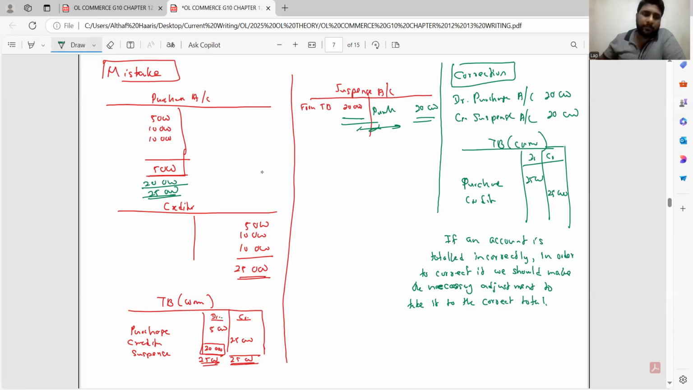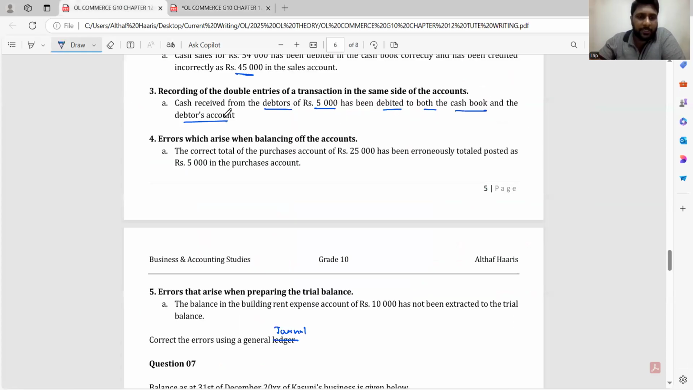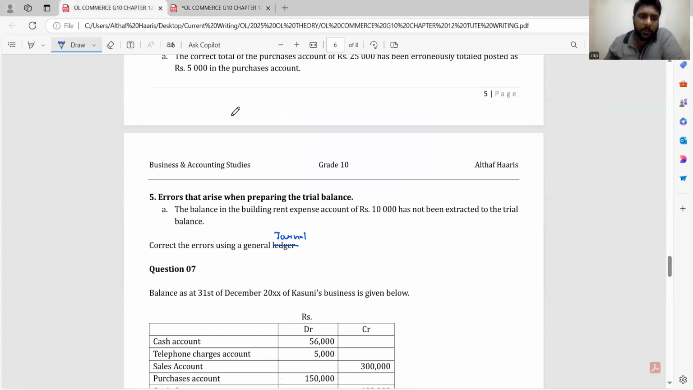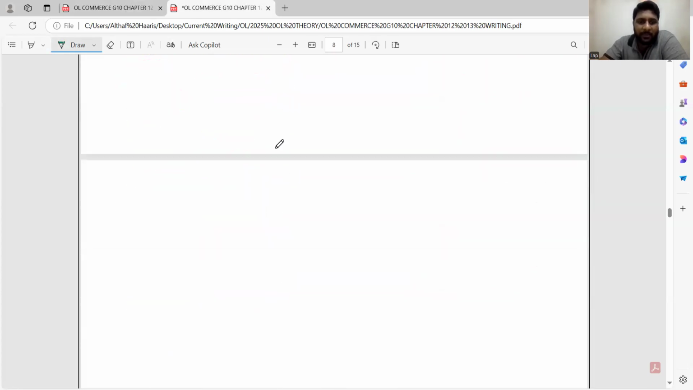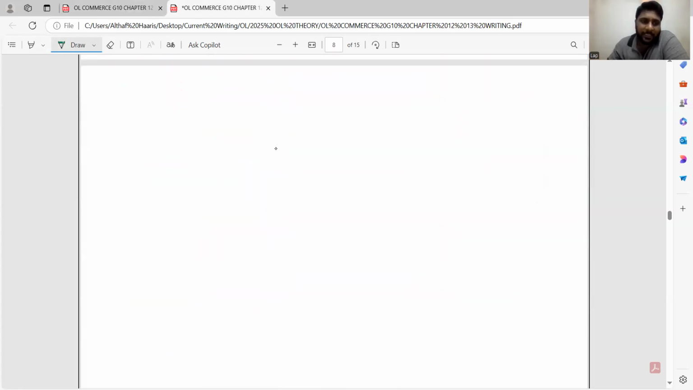Okay. Now let's move to the next one. The last one. Errors that arise when preparing the trial balance. The balance in the building rent expense account, 10,000, has not been taken to the trial balance. So the mistake is not being taken. Simple as that. So let's take an example.